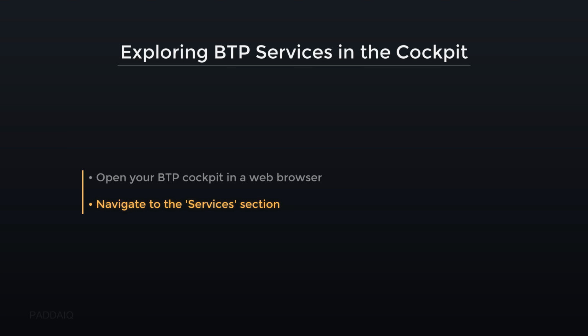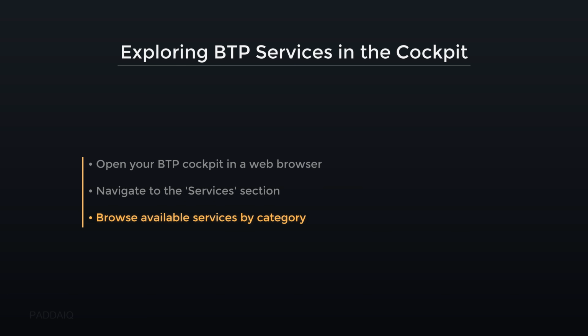Navigate to the Services section. This is where you find and manage all available tools, like databases or AI capabilities, for your applications. For instance, to add user login to an app, you would come here to enable the SAP Authorization and Trust Management service. This central hub is essential for building your solutions.